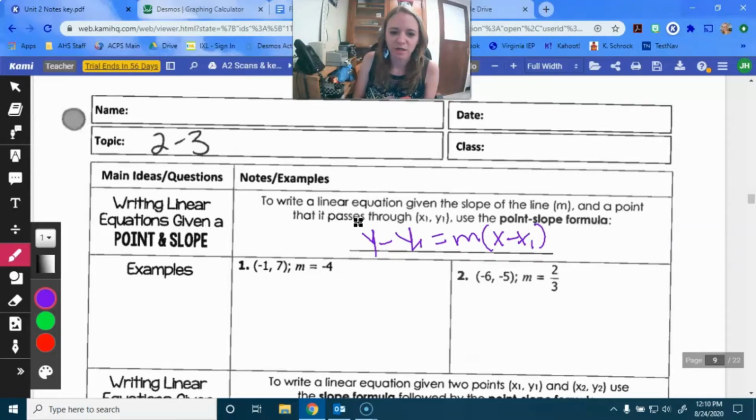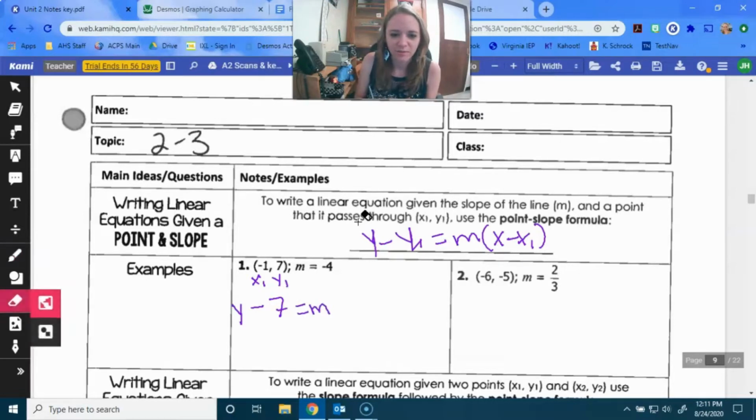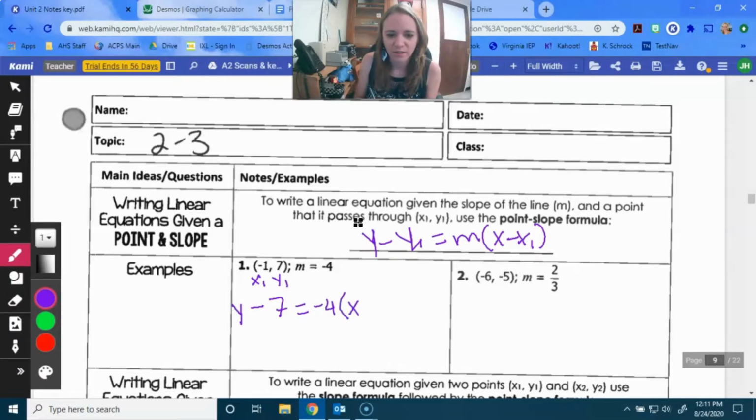Examples of this would be when you have your point that you want your line to go through, you would identify those as x1 and y1, and of course that's m. So your first y is a placeholder, y minus 7 equals m. Oh, well, it would help if I substituted it for m, wouldn't it? M is negative 4, and then x minus negative 1 changes to a plus 1.